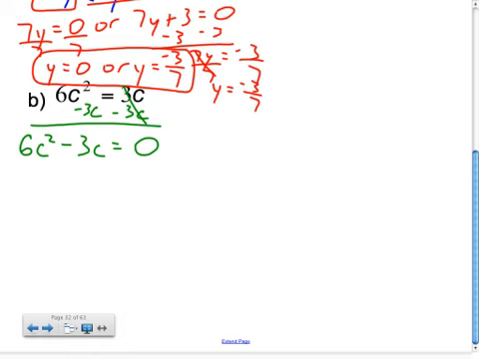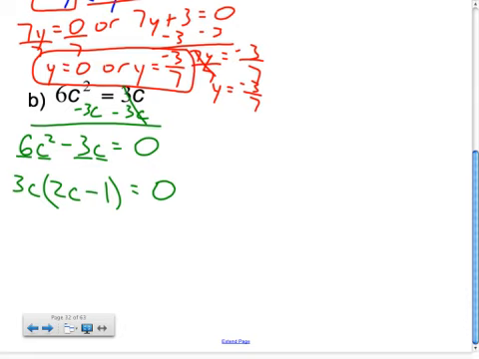Now I'm going to factor out the greatest common factor. So I factor out the 3c from both terms. Remember, I can factor out a 3 from 6 and 3. I can factor out a c from c squared and c. So when I do the division, 6 over 3 is 2. C squared over c is just c. And then I have minus 3c over 3c is just 1 equals 0.